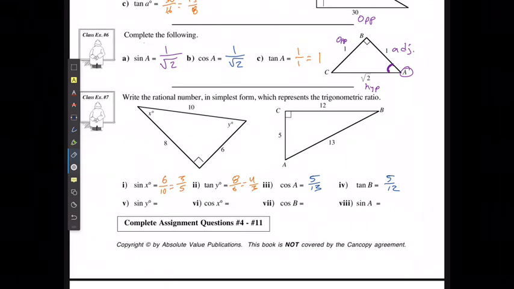When I get to question 5, it's going back to my left triangle. If I want sine of y, it's going to be my opposite of 8 divided by my hypotenuse of 10, or 4 over 5. And lastly, it wants cos of angle x. Well, cos is going to be my adjacent of 8 divided by my hypotenuse of 10.